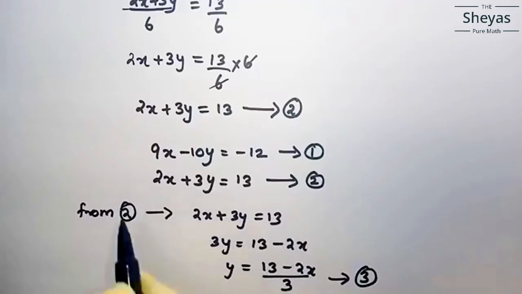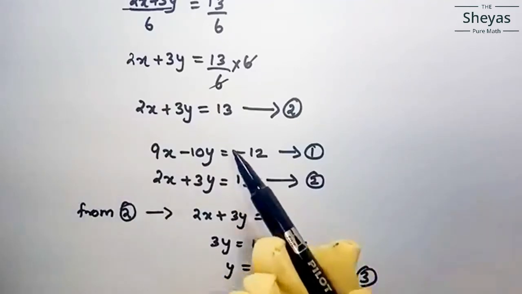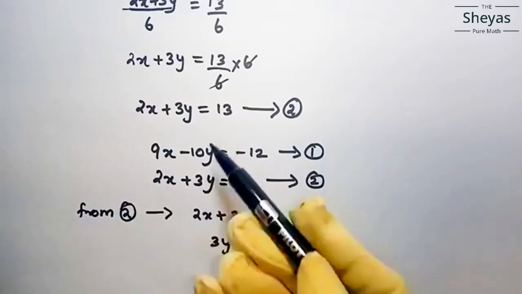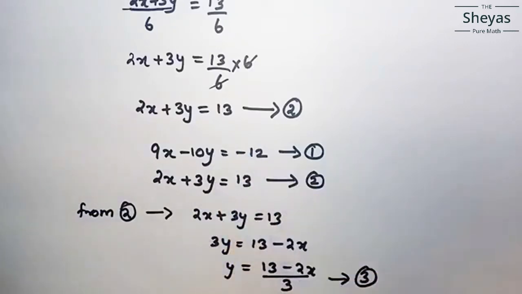Now from 2 I have taken this and made a third equation. Y is equal to 13 minus 2x by 3. So once again I am repeating, you can choose from 1 or 2. I am choosing from 2. You can choose from any one equation.